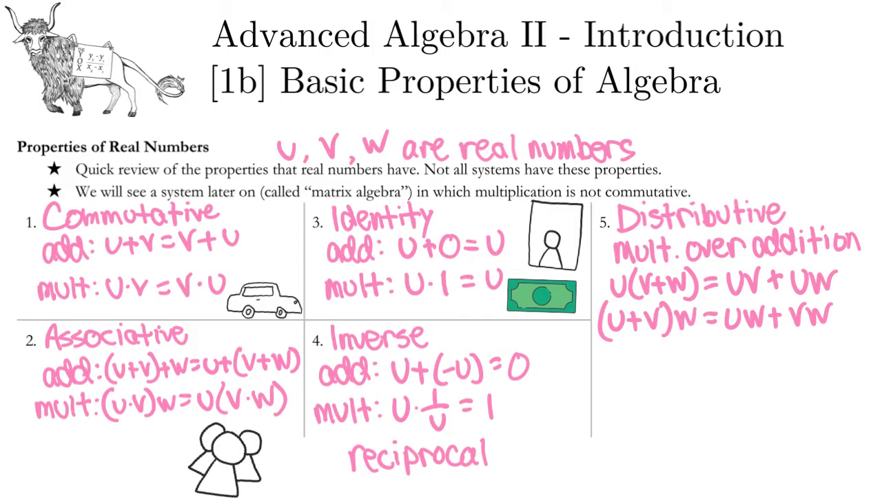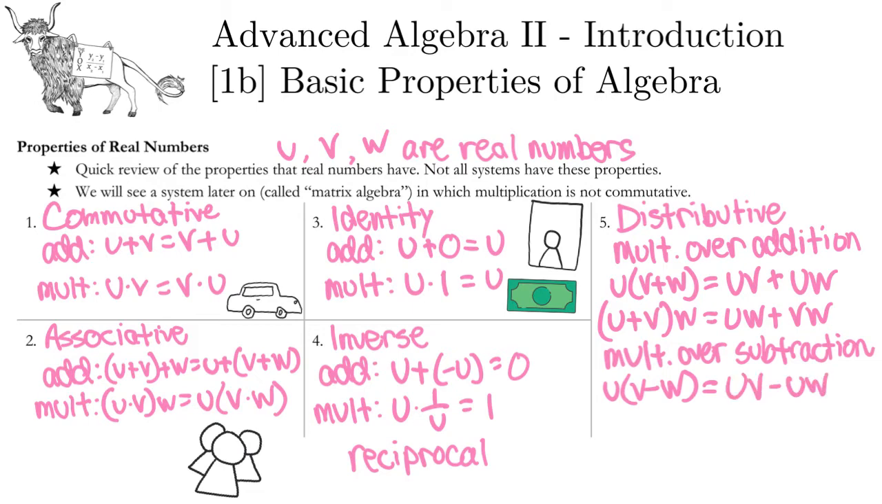The last 3 lines relate to multiplication over subtraction. So very similar to what I just mentioned. U times quantity V minus W is equal to UV minus UW. And the final one, thanks for sticking with me, quantity U minus V times W is equal to UW minus VW.